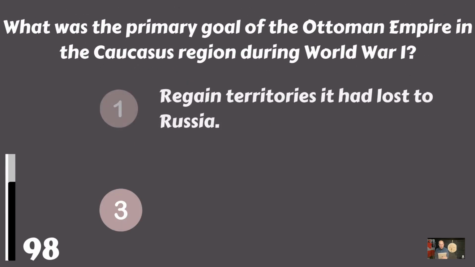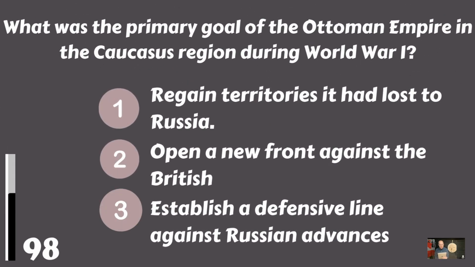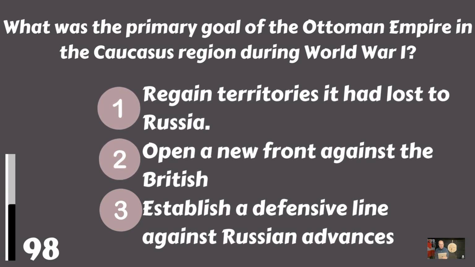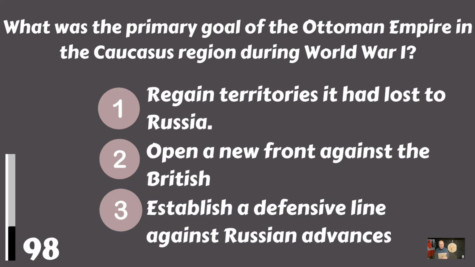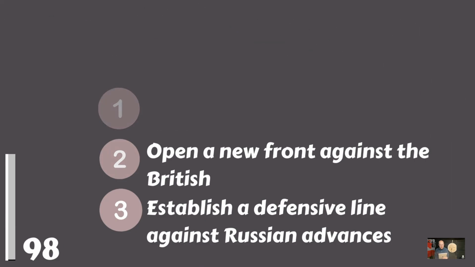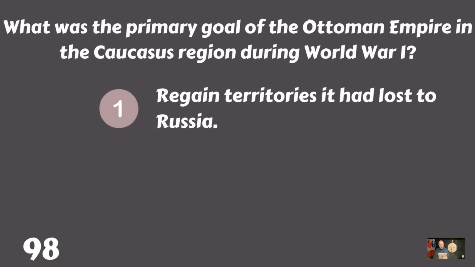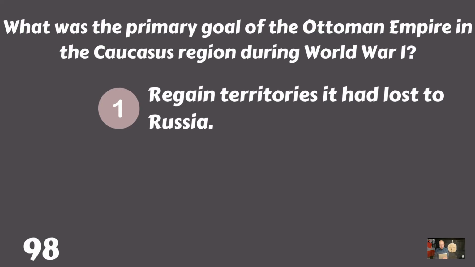What was the primary goal of the Ottoman Empire in the Caucasus region during World War I? Regain territories it had lost to Russia, open a new front against the British, or establish a defensive line against Russian advances? And that would be to regain territories it had lost to Russia.